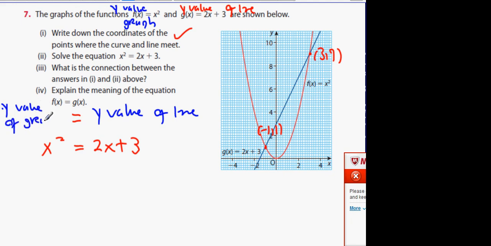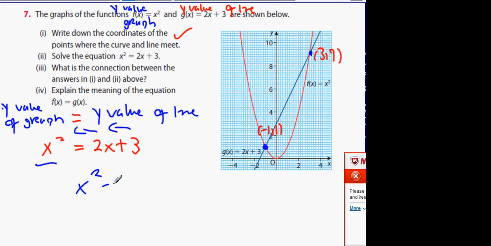Do you see where I got that from? F of x equals x squared. That's x squared. It's the y value of the graph. F of x equals 2x plus 3. This is the y value of the line. The y values are the same when they collide with each other. So we should get the same x values back. We should get x equals -1 and x equals 3. Let's see if that's the case.